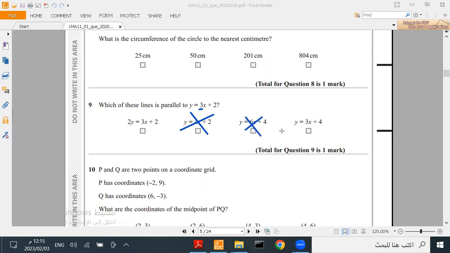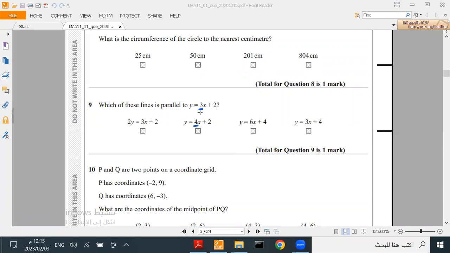I need 3. Wait, Mr., you said y has to be by itself. But y by itself, I know, and the gradient stays the same. This gradient is not the same gradient. Y equals 3x plus 4. Okay, I remember you gave us this last year. So the gradient must be the same, the last number doesn't matter now. We don't care about the last number. The last number is the y intercept. We don't talk about it here.